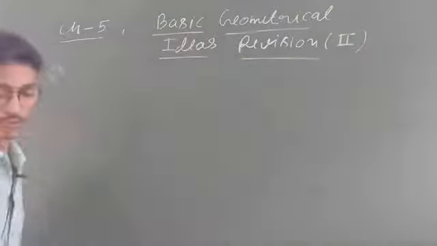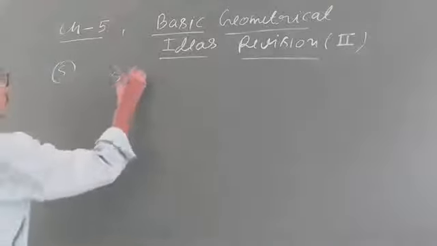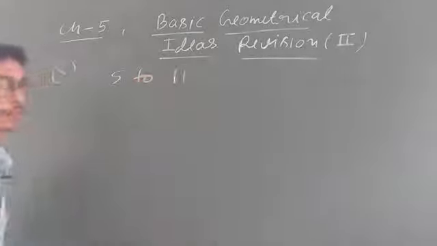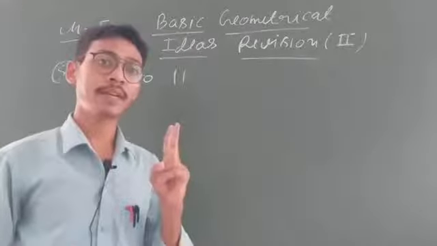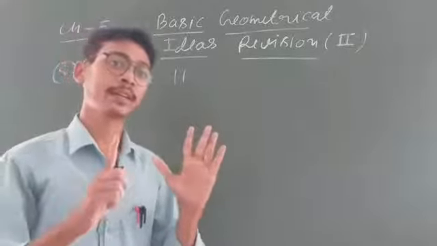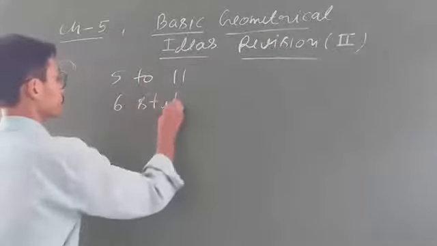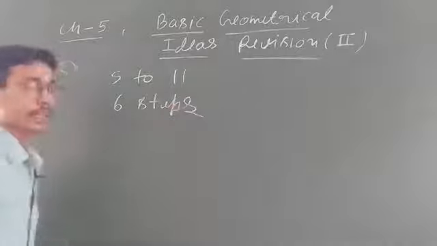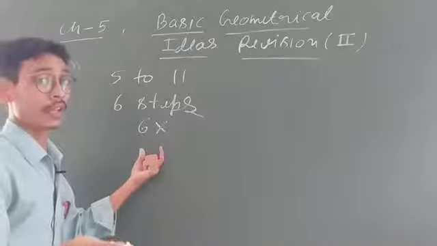Now come to the next question. Again I am going to solve another. It is given 5 to 11. You know that for 5 to 11, how many steps? 5 to 11: 6, 7, 8, 9, 10, 11. How many steps? You can count 6 steps. Clear? Now in 6 steps, how many right angles? For 6 steps you have to find out the angle.